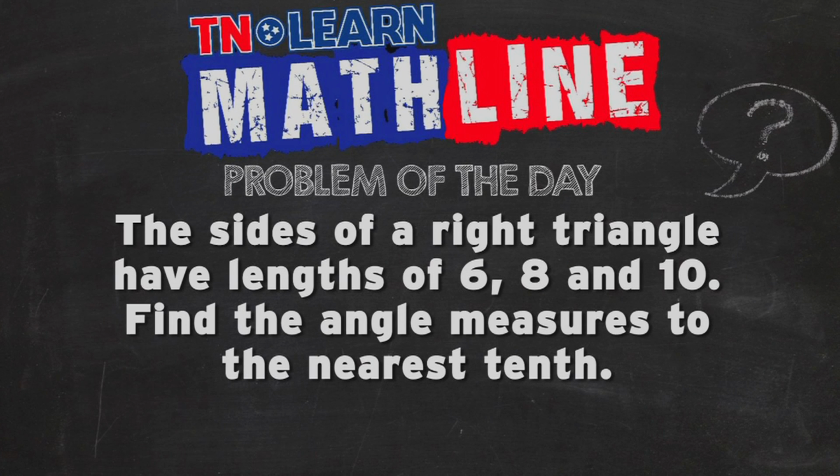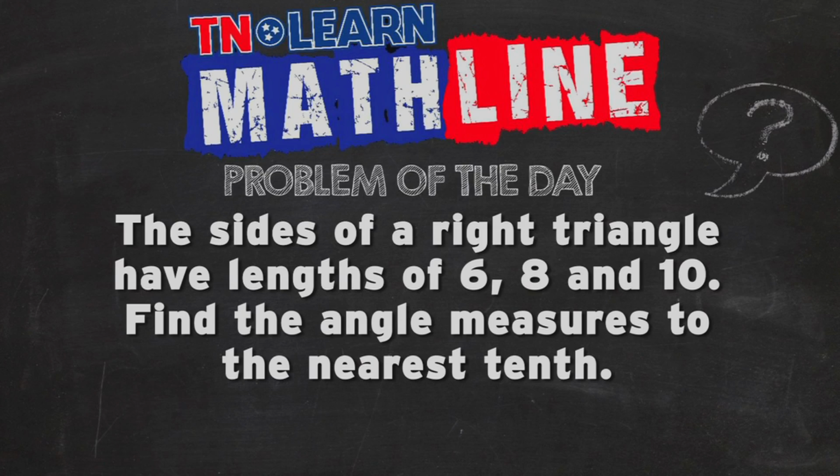The sides of a right triangle have lengths of 6, 8, and 10. We're going to find the measure of the angles to the nearest tenth. All right, so once again, we've got this right triangle with lengths 6, 8, 10. 6 and 8 are the legs, 10 is the hypotenuse. We're going to look for the measures of the angles to the nearest tenth. All right, so there are 3 of them.